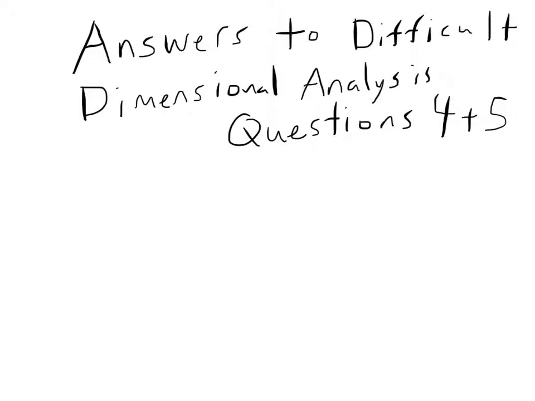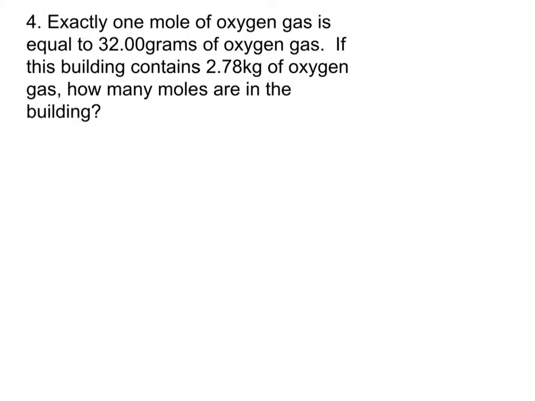This video will not only show the answers to the difficult dimensional analysis questions 4 and 5, but it will also show you how to work through the problems. Problem number 4 on the difficult dimensional analysis worksheet reads, exactly 1 mole of oxygen gas is equal to 32.00 grams of oxygen gas. If this building contains 2.78 kilograms of oxygen gas, how many moles are in the building?